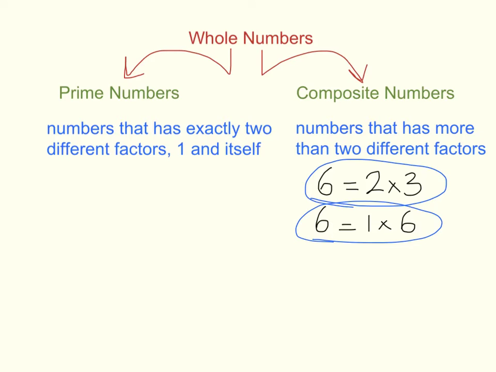Whereas if we go for 7, well, you can only write 1 times 7 for this, meaning 1 and 7 are the only factors of 7. You cannot find any other whole number as a factor of 7. So this feature makes 7 prime.